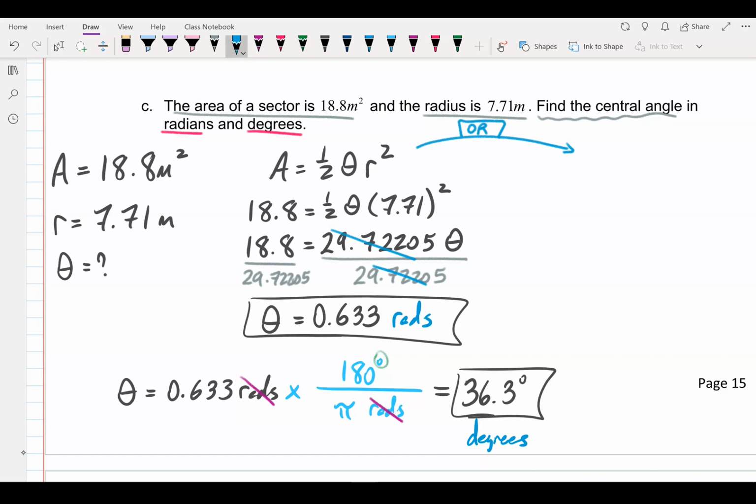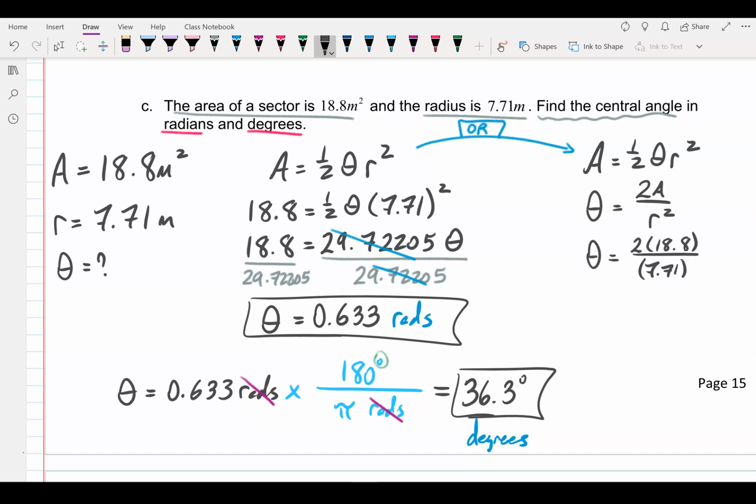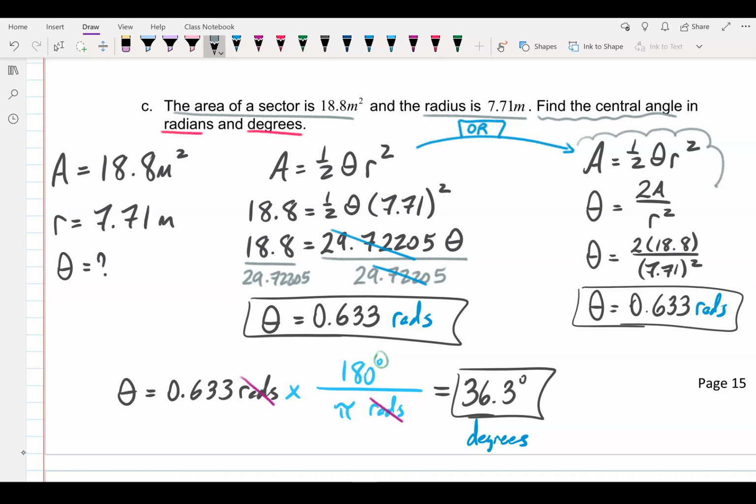Instead of substituting first, we'll rearrange first. Some students prefer this. Remember, we're looking for theta, so let's rearrange this formula for theta. And if we get that answer, if you work that out and you're okay with that, you can substitute your values now and get the same answer as we got previously. And there you go. No matter what way you slice it, you can get that answer in radians.